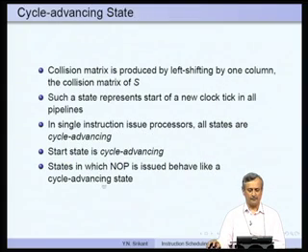What is a cycle advancing state? The collision matrix is produced by left shifting by one column. So, such a state represents the start of a new clock tick in all pipelines. In single instruction issue processors, all states are cycle advancing. The start state is of course cycle advancing, and states in which NOP is issued behave like cycle advancing states.